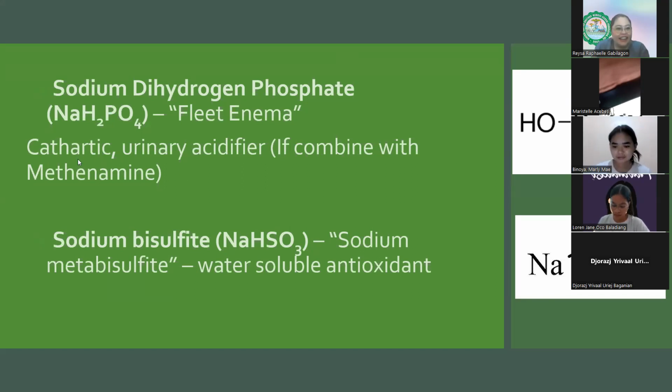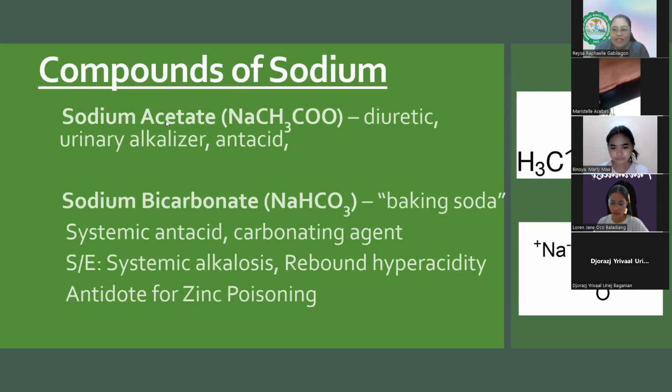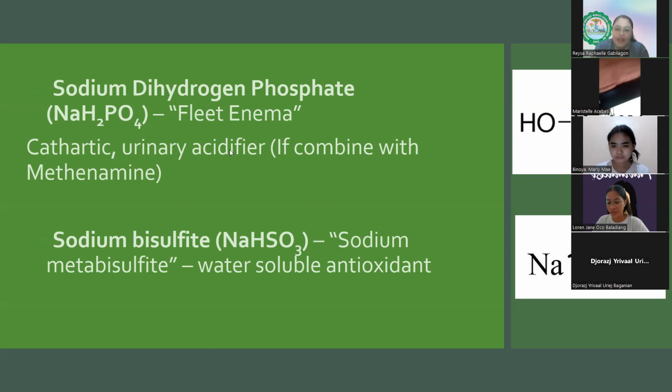Anyway, sodium dihydrogen phosphate is a cathartic. And this time, sodium dihydrogen phosphate is also a urinary acidifier. This is the opposite of sodium acetate. Earlier, sodium acetate was a urinary alkalizer. It will cause the urine to become basic or alkaline. This time, it will acidify the urine. Okay? Again, it will acidify the urine.